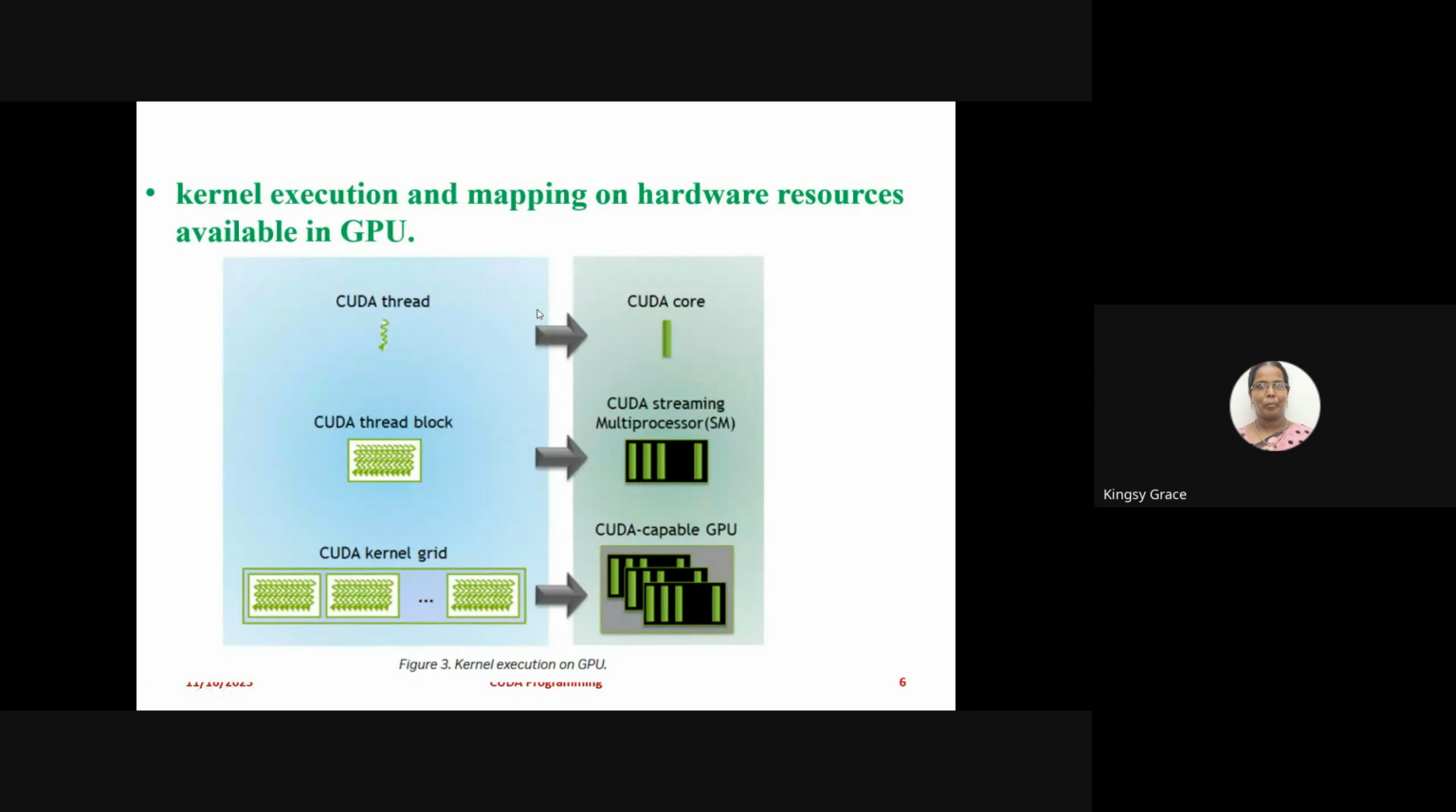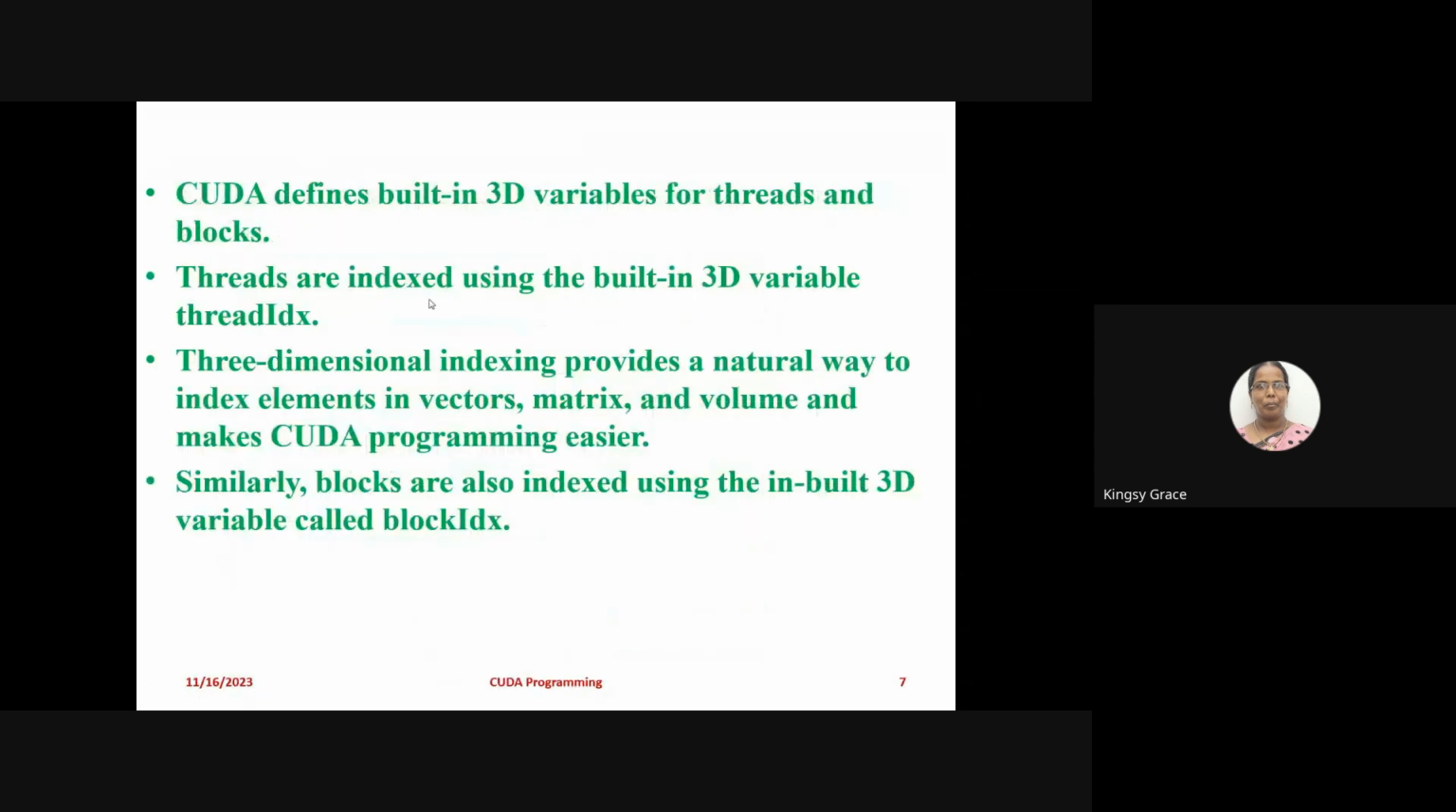Hope you have understood this one. Here in the CUDA API, you can define 3D variables for both threads and blocks. Already in the last class, we have seen for thread programs we have threadIdx.x, and for block programs we have blockIdx.x. So instead of just x, you can have a 3D variable, in the sense we can use x, y, and z.